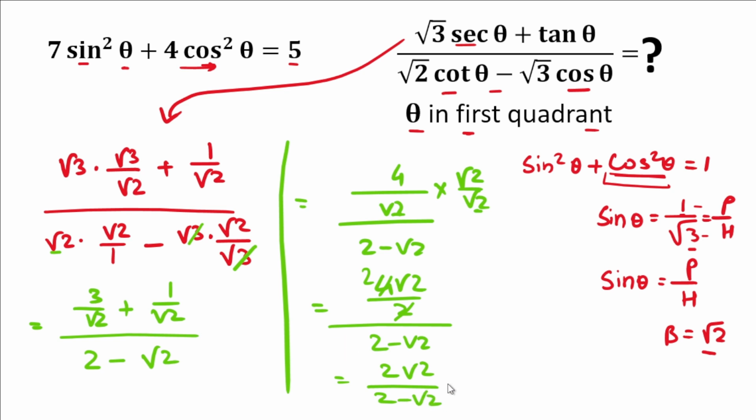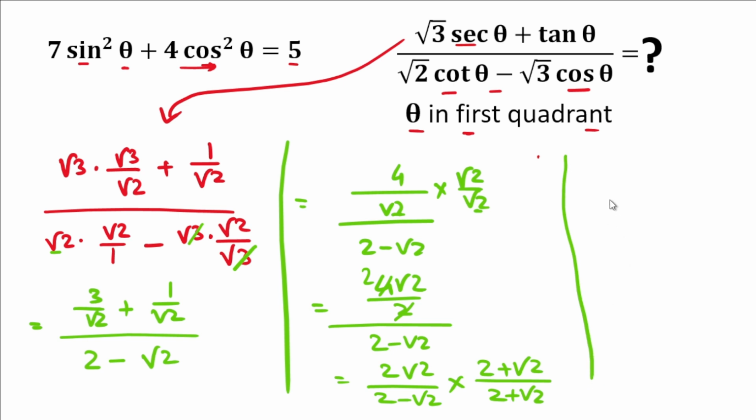And now for simplifying this, we'll multiply the numerator and denominator by conjugate value of this, means 2 plus square root 2, and that is divided by 2 plus square root 2. So in the numerator we'll have 2 square root 2 multiplied by 2 plus square root 2. So that is divided by, here it is in the form of a plus b multiplied by a minus b. So we can write a square minus b square. So it is 2 square minus square root 2 square.